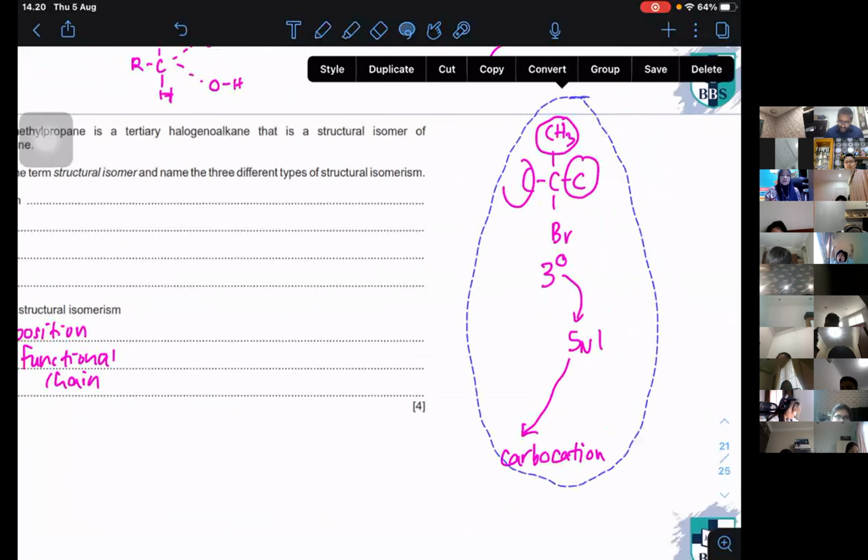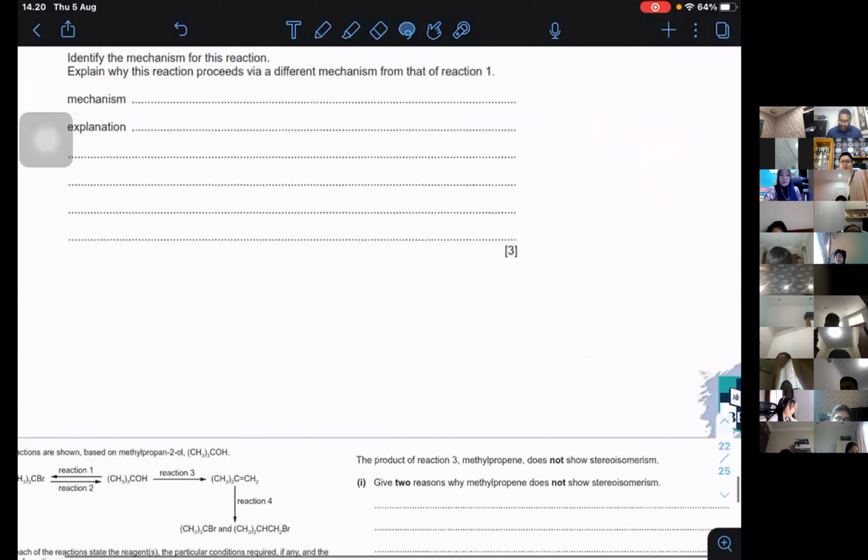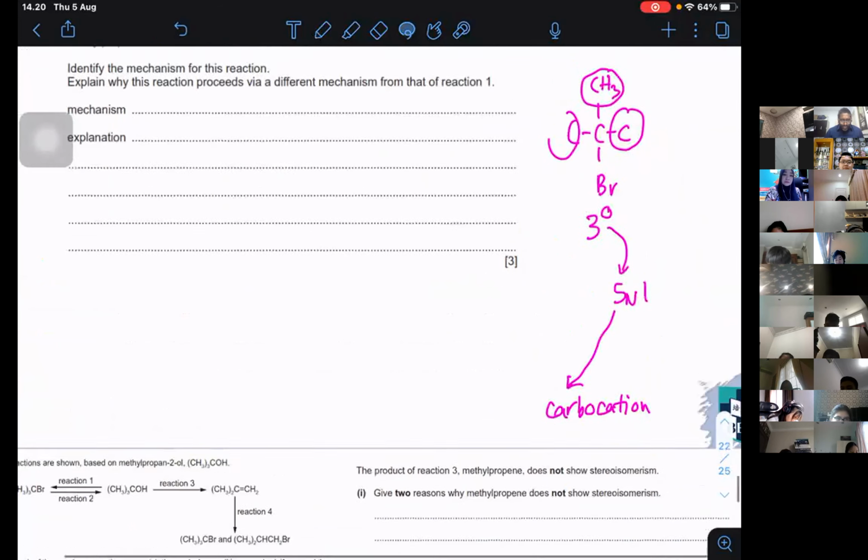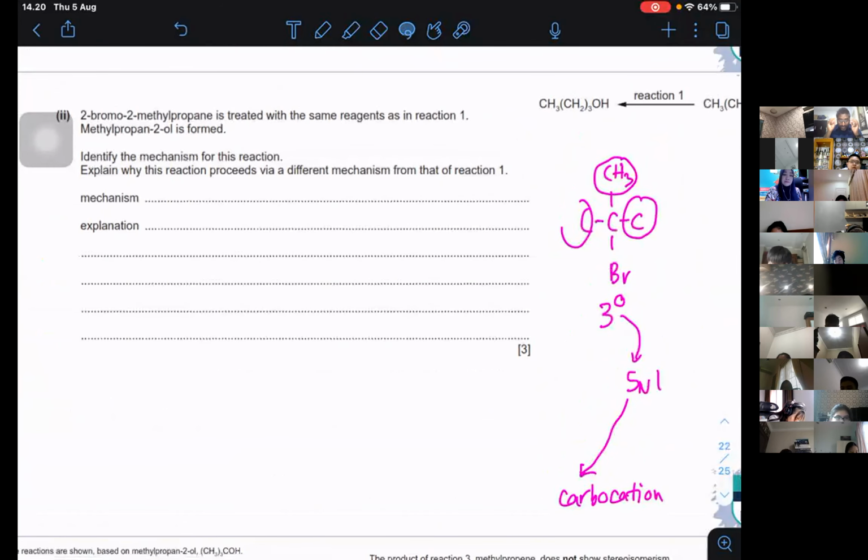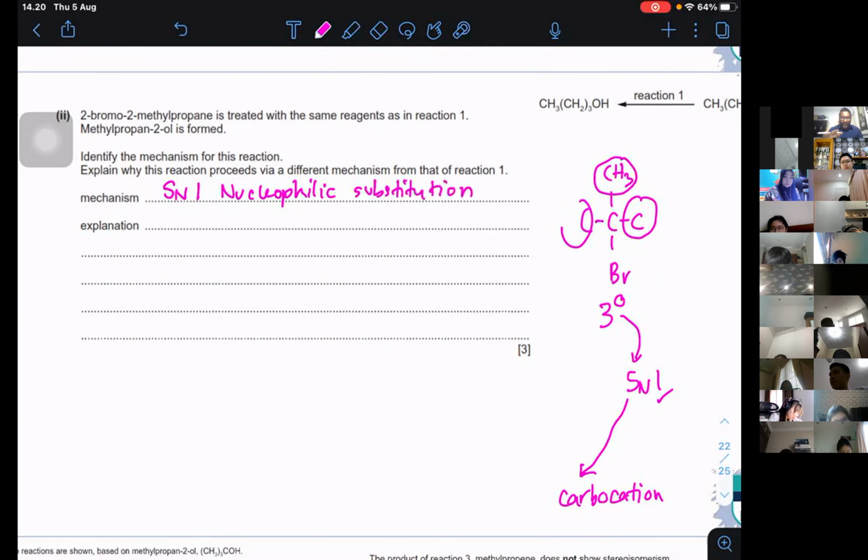And then I will bring it down. So here, the same thing, they are going to react, and suddenly you are going to get methylpropan-2-ol. Identify the mechanism for this reaction. The mechanism for this reaction is going to be SN what? This one must be SN1, SN1 nucleophilic substitution. And explain why this reaction proceeds with a different mechanism, because just now it was SN2.